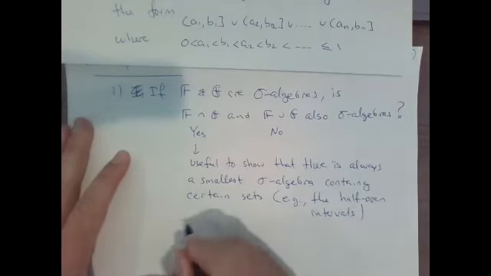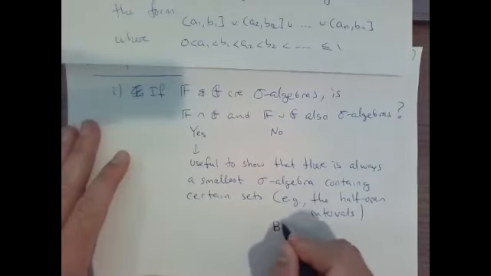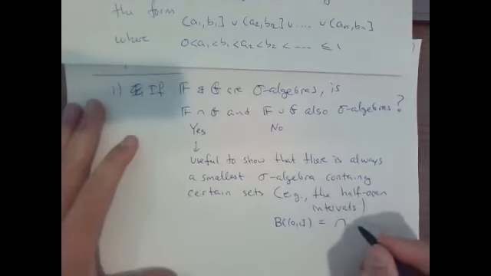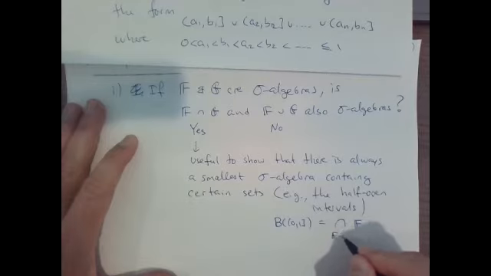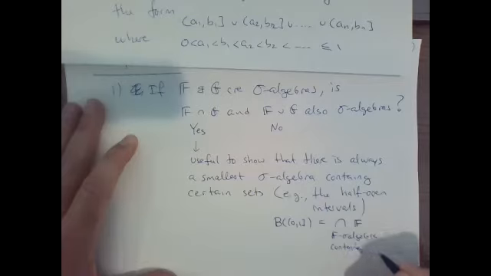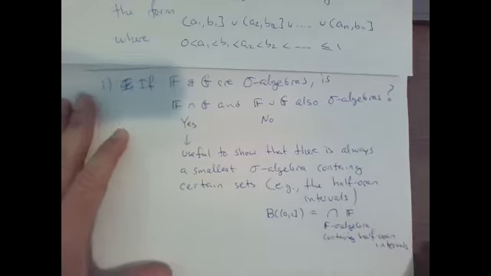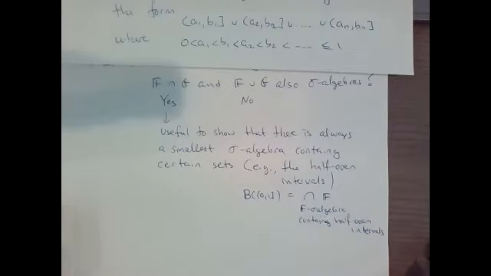So this is useful because if you want to write B of 0 to 1, we write this as the intersection over F, where F is a sigma algebra containing half-open intervals. So that's a characterization of the Borel sigma algebra.